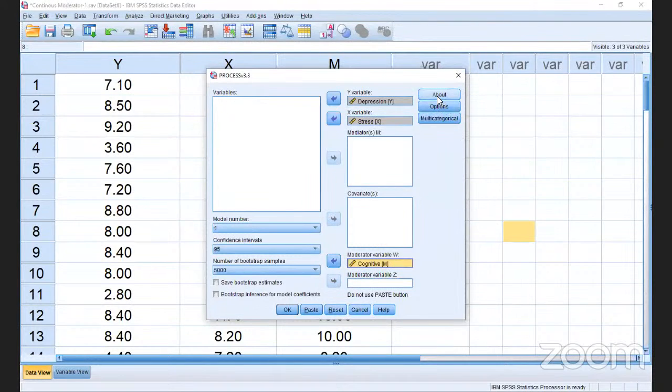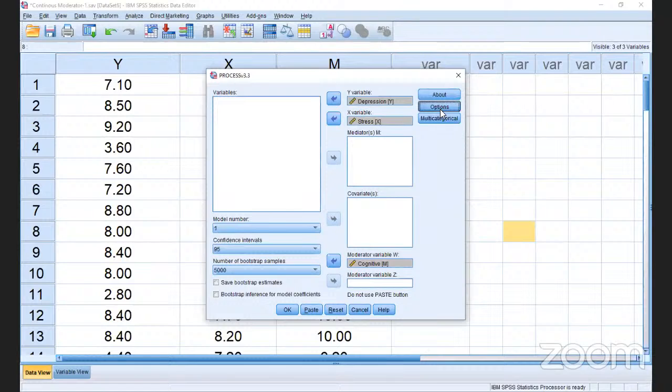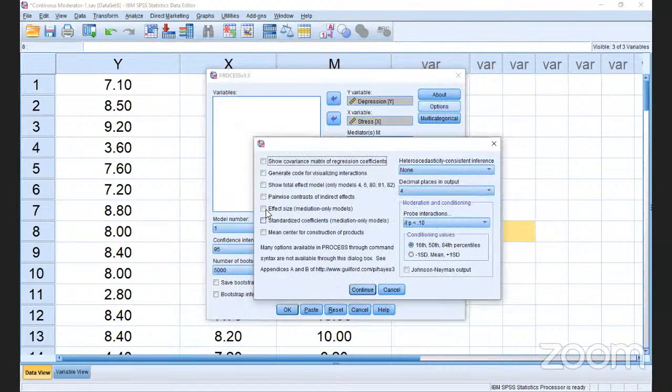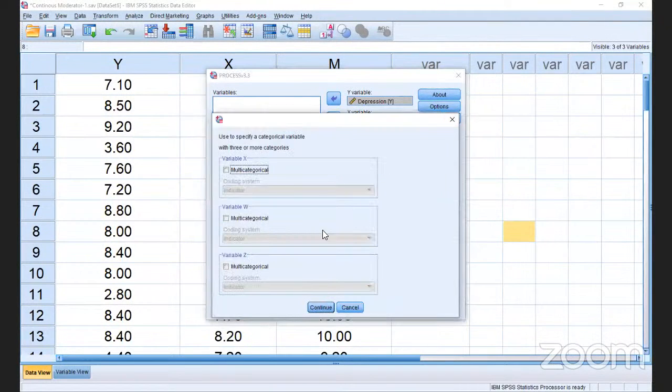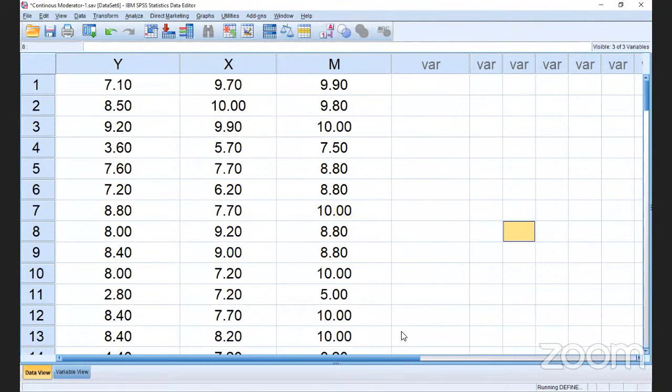Okay, and then I'm clicking, nothing to do here in Options, I do not need anything, and Multicategorical, I do not need, because I am not using a categorical variable here. All three variables are continuous. So continue, and after Continue, okay. So I am showing you the output. Stop sharing, and the output. So you can see the output.